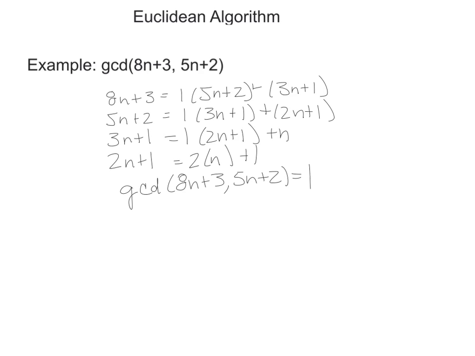of amazing. And if you do this algorithm backwards, you'll find that (8n + 3) times (-5) plus (5n + 2) times 8 is equal to 1. And also 1 then is a linear combination, and it's the smallest positive integer that can be written as a linear combination of these two numbers.